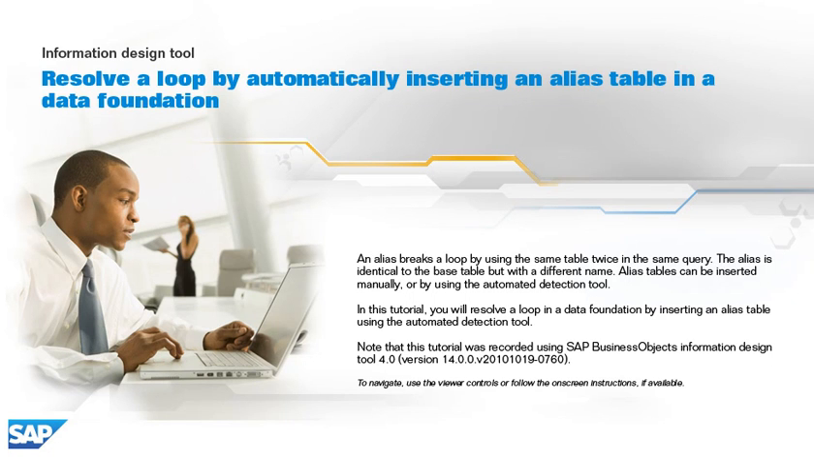An alias breaks a loop by using the same table twice in the same query. The alias is identical to the base table, but with a different name. Alias tables can be inserted manually, or by using the automated detection tool.